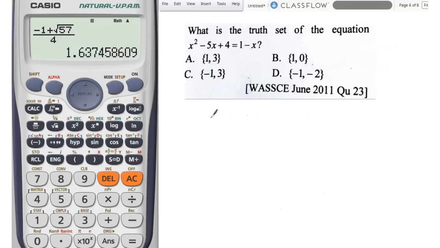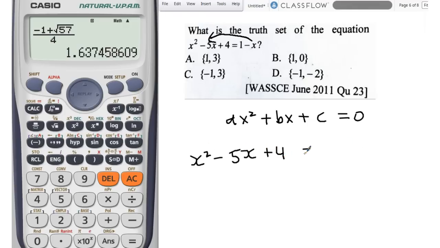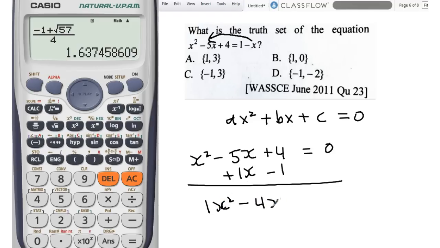So here you have to do some work, as we have already said. Even if you were solving it without a calculator, you would still have put it in standard form. So you have to bring everything here. So you have x squared minus 5x plus 4. So you have to bring this over here. The -1 coming here is positive 1. The -x coming here is -1x. Here it's 1x. And here there's no number, so it's 1x squared minus 4x plus 3 equals 0.